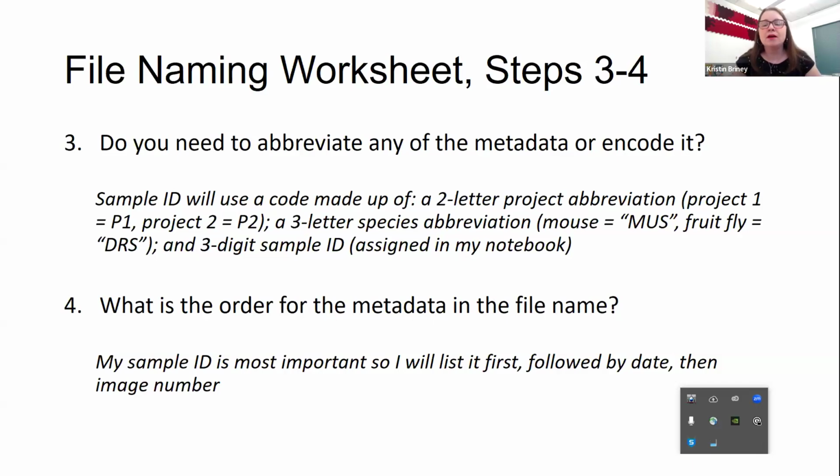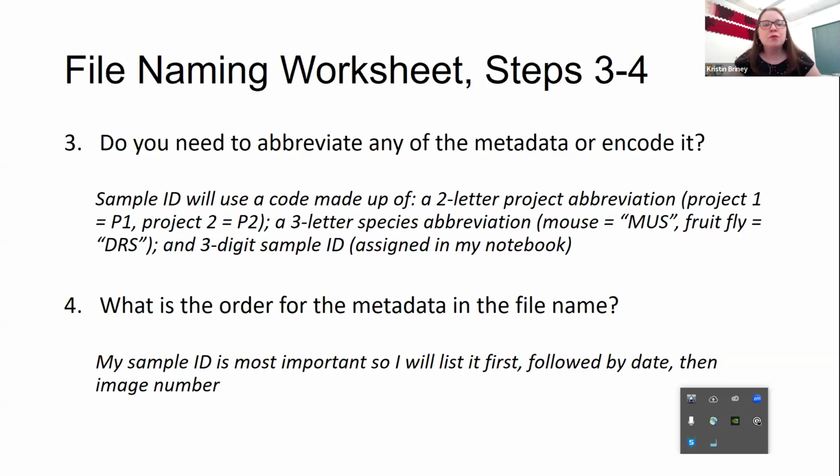Step 3, what do you need to do to make some of that information a little bit smaller in size? Can you encode it? Can you abbreviate it? So instead of writing the full title of an article, can you write a short title? For example, instead of the whole Latin name of a species, can you abbreviate it in 2 or 3 letters and make that human readable, but also short to keep the file names from being unwieldy?